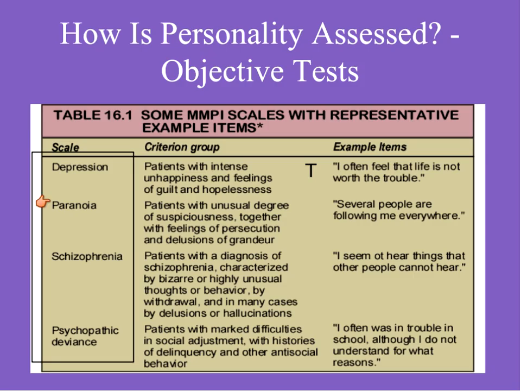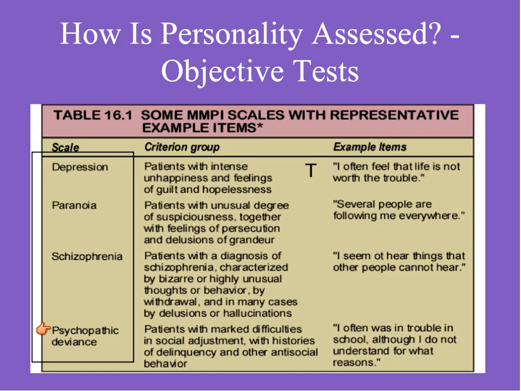If you're going to score high on the paranoia scale, you're probably going to say true to the item that says several people are following me everywhere. Similarly, for schizophrenia, you would say true to the item, I seem to hear things that other people cannot hear, and so forth. Again, you don't need to memorize these different scales.